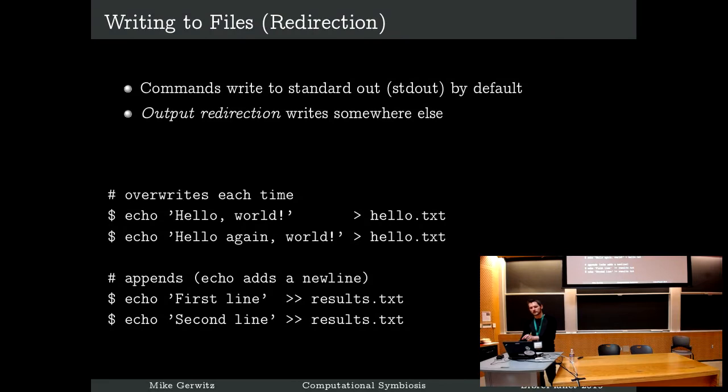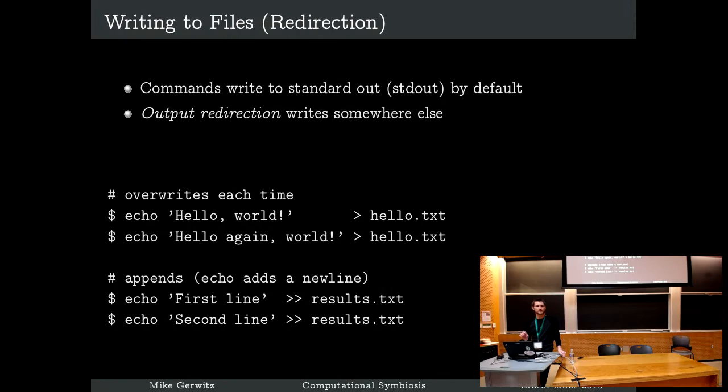Now, we're still not quite rid of our editor yet because we still needed to write the files. So writing to a file is such a common operation that the shell has a built-in operator for it. Normally commands write to something called standard out, which is what you observe on the screen when you run the command. Output redirection writes it somewhere else.